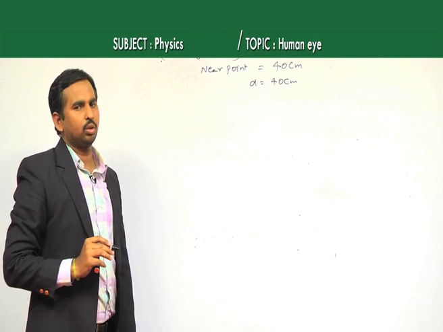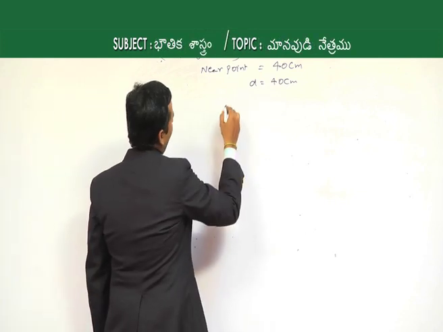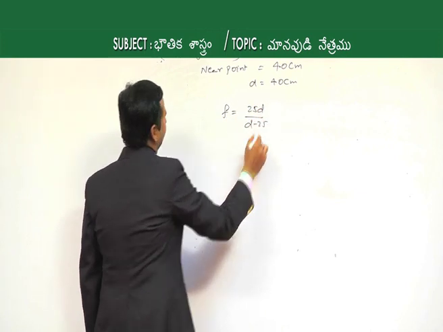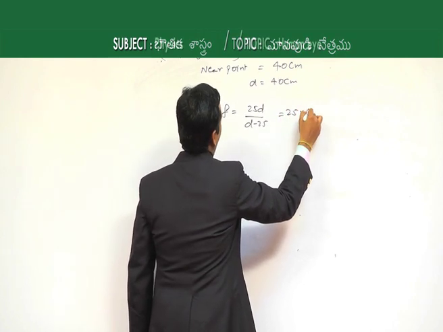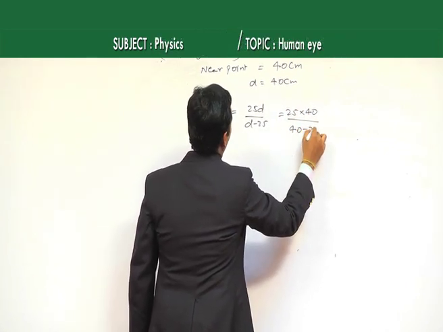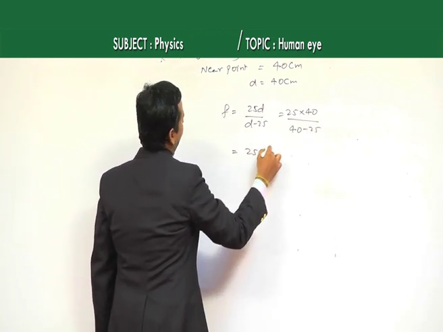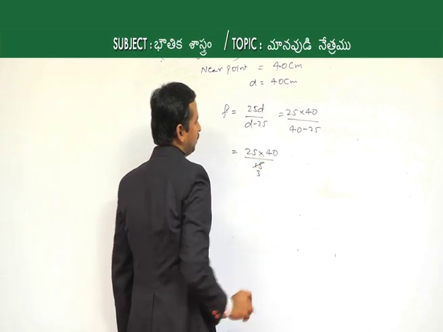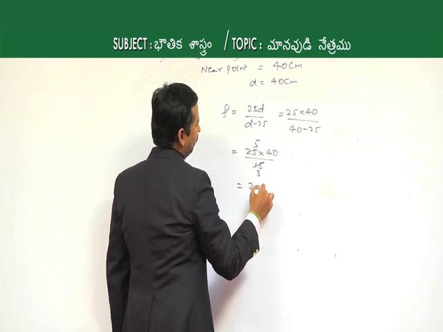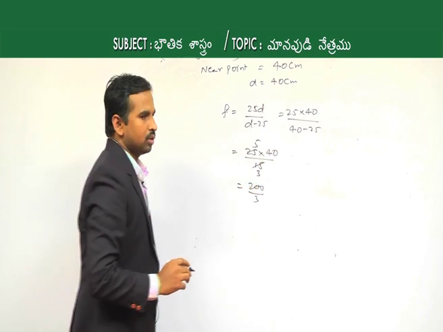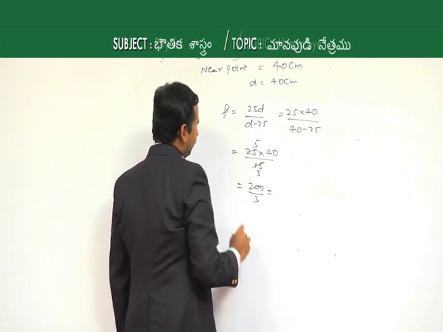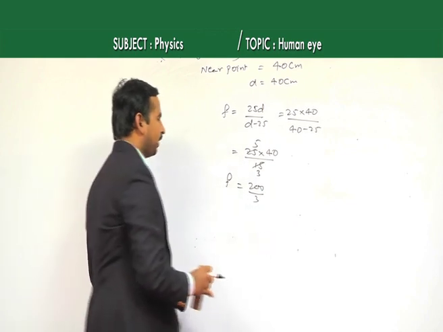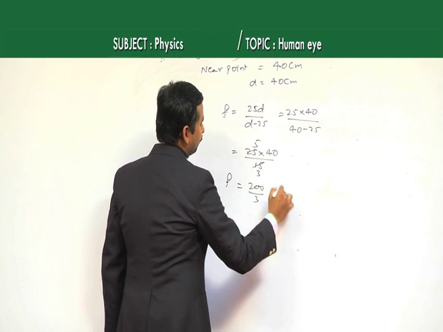Okay. So d is equal to 40 centimeters. Then we know the formula: the focal length f is equal to 25d by d minus 25, that is 25 into 40 by 40 minus 25, which is 15. So 5 3s here and 5 5s, which gives 200 by 3. So f is equal to 200 by 3 centimeters.